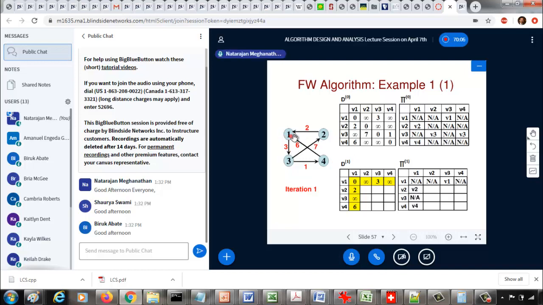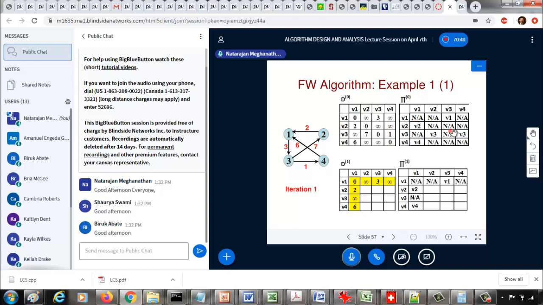For vertex 1, we don't have an edge to 2, so the estimated path weight from vertex 1 to 2 is infinity. Similarly, there's no edge from 1 to 4, so the estimated path weight from 1 to 4 is also infinity. So you currently just have an edge to vertex 3 of weight 3. Similarly for vertex 2, you currently have an edge only to 1, and the edge weight is 2. Vertex 2 to itself is 0. There's no edge from 2 to 3, so it is infinity. There's no edge from 2 to 4, so it is also infinity, and so on.